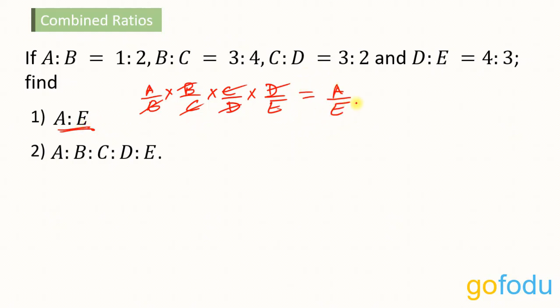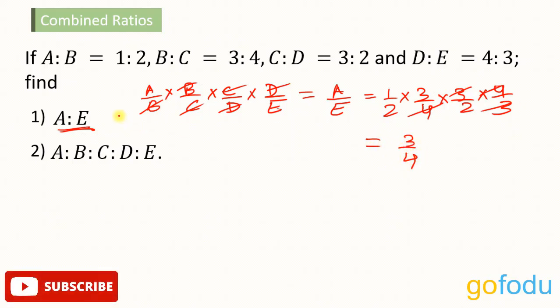So to get A upon E, I can simply multiply these ratios. This would be 1 upon 2 into 3 upon 4 into 3 upon 2 into 4 upon 3, which will give me 3 upon 4 as the answer. A is to E will be 3 is to 4.